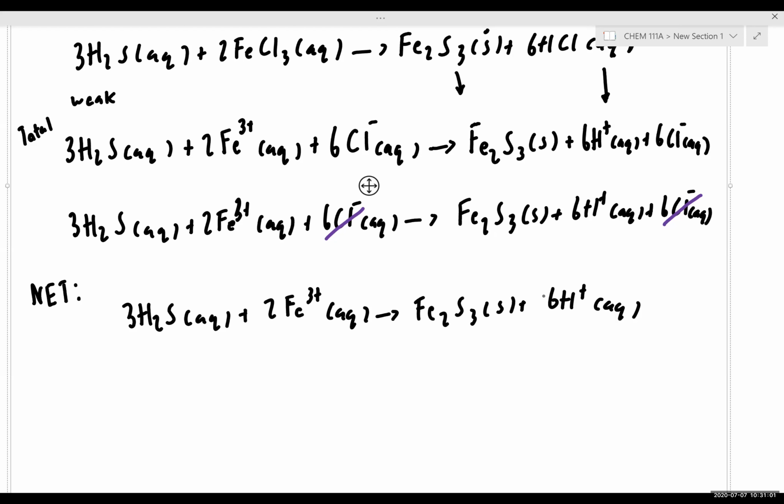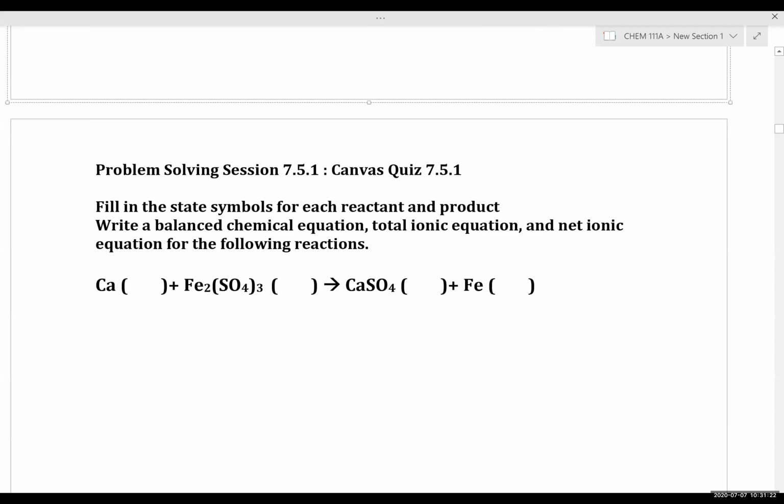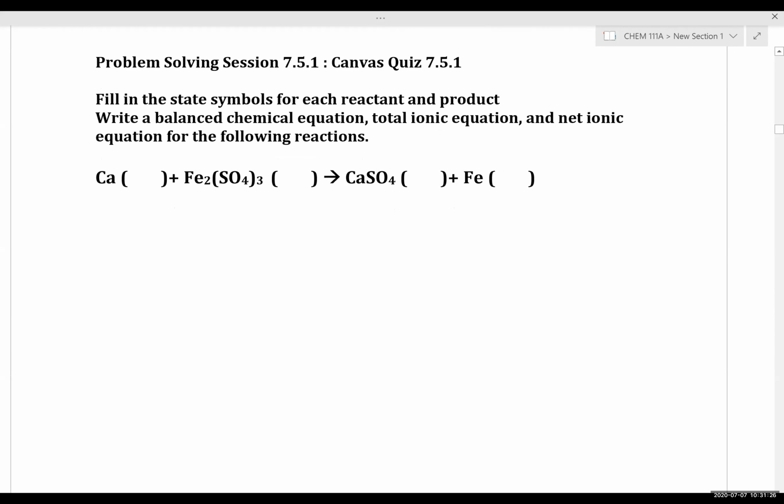Does this example make sense to everyone? Any questions on writing net ionic equations? This is something you'll be using in both semesters of general chemistry a lot. Okay, so with this established, let's work on developing this skill via practice. Practice makes perfect on these sorts of problems.